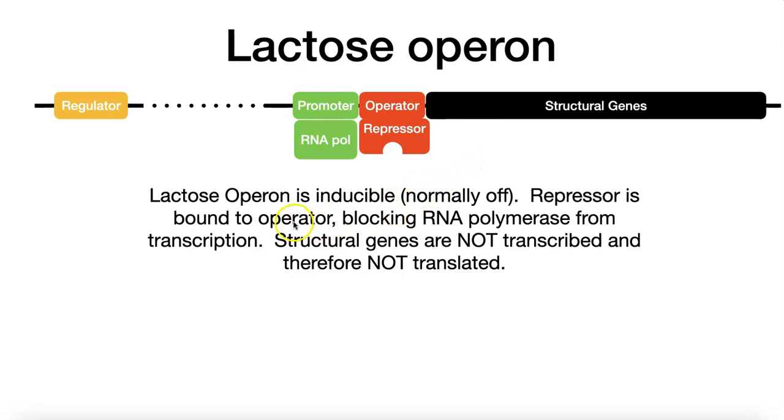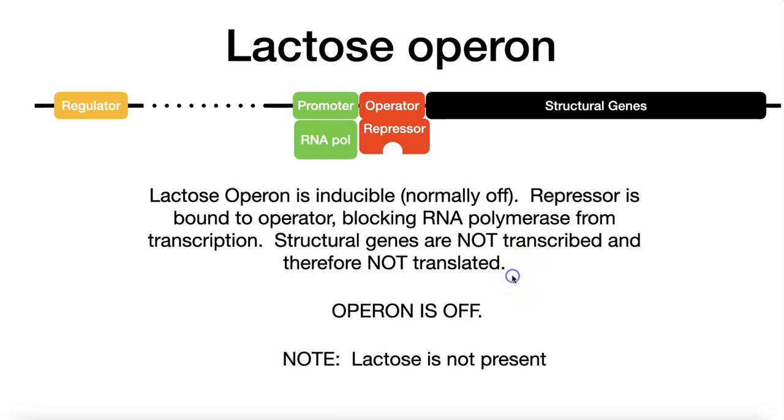So the repressor is bound to the operator. It's blocking RNA polymerase from transcribing the structural genes. If there's no transcription of these structural genes, then there's no RNA. And if there's no RNA, then there can be no protein. Okay, so that's what's going on as the default state.